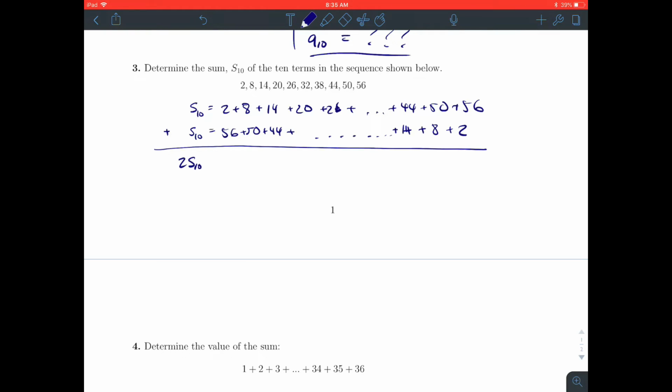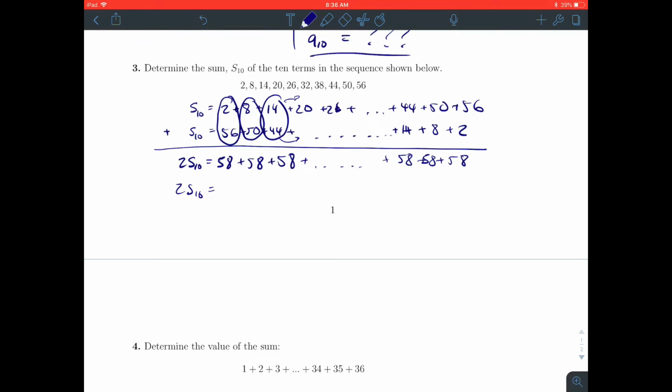S sub 10 plus S sub 10 yields 2S sub 10 on this side. Over here we get, adding column by column, 2 plus 56 is 58, 8 plus 50 is 58, 14 plus 44 is 58, and we can see because each one of these is going up by 6, and each one of these is going down by 6, that all of these sums will result in 58.